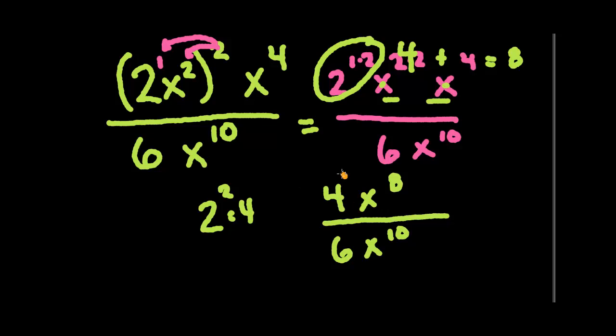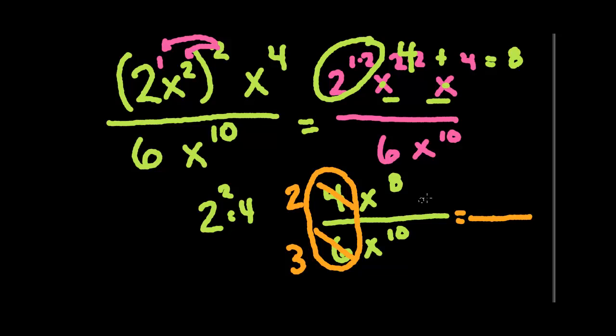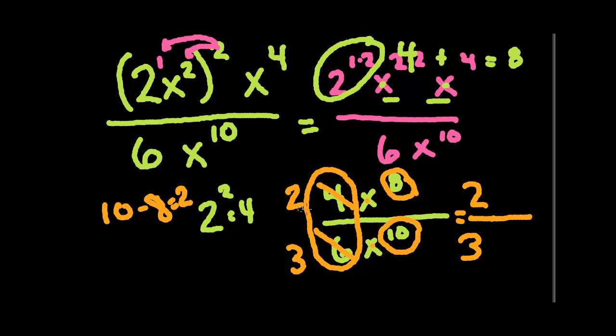Now, we need to regroup again and look at numbers and variables. So we have 4/6. So 4/6, what does that simplify to? Well, 2 goes into both of those. So 2 goes into 4 twice, and 2 goes into 6 3 times. So this becomes a 2 and a 3. And the 8 and the 10, they're both x's. So we're going to do 10 minus 8, and we get 2. The bigger number's on the bottom, so the leftovers stay down here. So I end up with 2 over 3x squared.